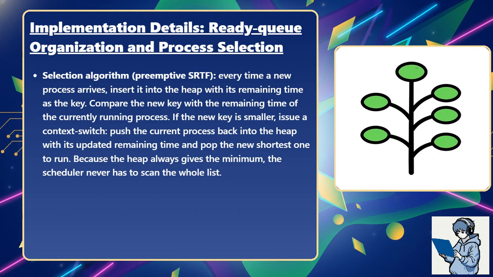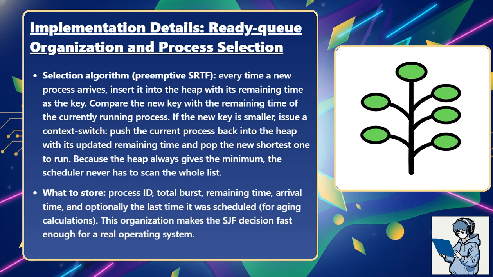Selection algorithm, preemptive SRTF: every time a new process arrives, insert it into the heap with its remaining time as the key. Compare the new key with the remaining time of the currently running process. If the new key is smaller, issue a context switch, push the current process back into the heap with its updated remaining time, and pop the new shortest one to run. Because the heap always gives the minimum, the scheduler never has to scan the whole list. What to store: process ID, total burst, remaining time, arrival time, and optionally the last time it was scheduled for aging calculations. This organization makes the SJF decision fast enough for a real operating system.